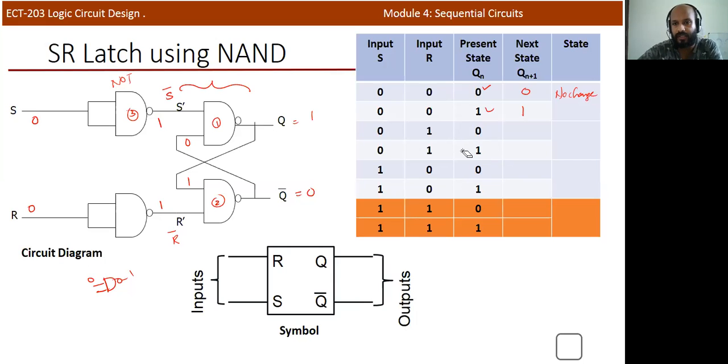Randomly, I will choose some cases. Let us choose 1 0. Okay, let it be the 1 0 state, and the present state is 0. Okay, we can consider this particular combination. So if S is equal to 1, here we'll get 0, and R is equal to 0 means R bar is equal to 1. And the present state Q is equal to 0 here. So 0 here, and one of the inputs is 0. So the output is equal to 1.